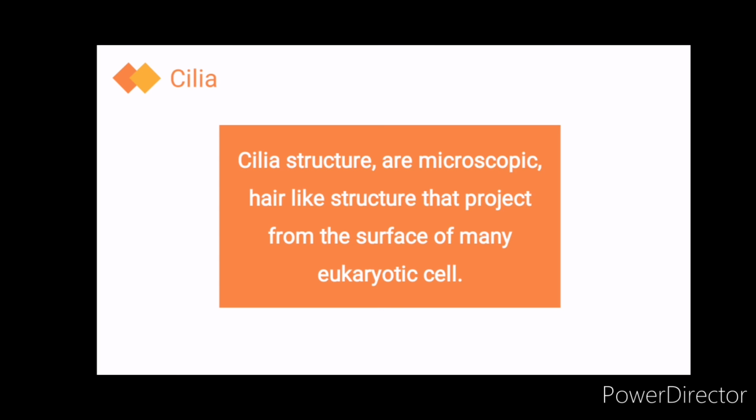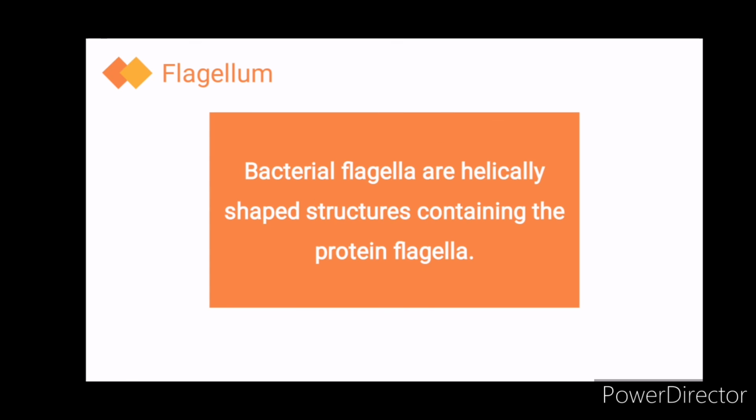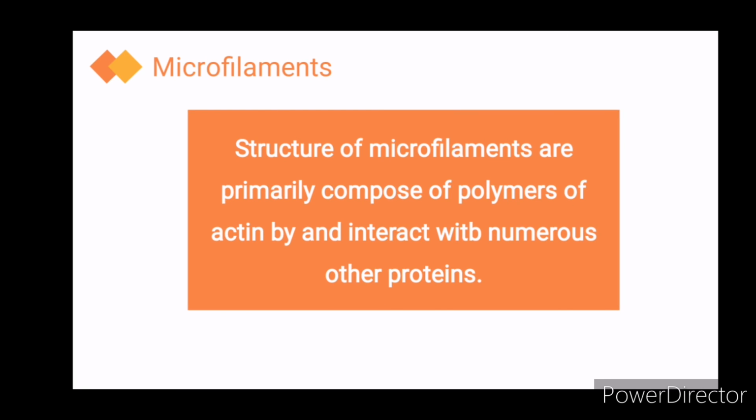Thirteenth, the cilia. Cilia are microscopic hair-like structures that project from the surface of many eukaryotic cells. Fourteenth, the flagellum. Bacterial flagella are helically shaped structures containing the protein flagellin. Fifteenth, the microfilaments. Microfilaments are primarily composed of polymers of actin and interact with numerous other proteins.